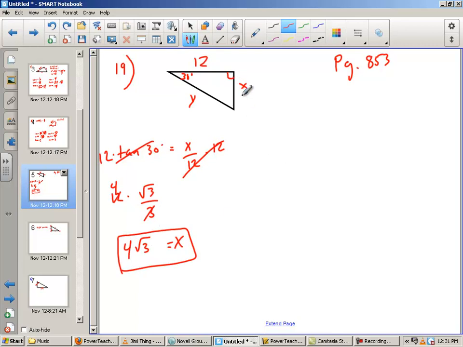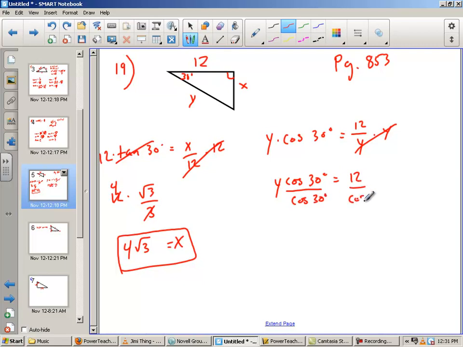All right? To find y, now I need to use, same idea, but I'm not going to use tangent this time. I'll use cosine. The cosine of 30 degrees is equal to the adjacent, 12, over the hypotenuse y. To get y alone, I first need it in the numerator. So I multiply by y, and I have y cosine of 30 degrees equals 12. Now I divide by cosine of 30 degrees, which means I have y equals 12 over, and if I look in my text at what cosine of 30 degrees is, the cosine of 30 degrees is root 3 over 2.